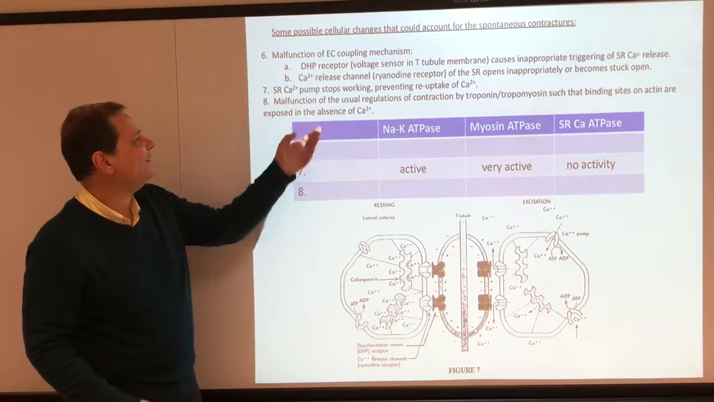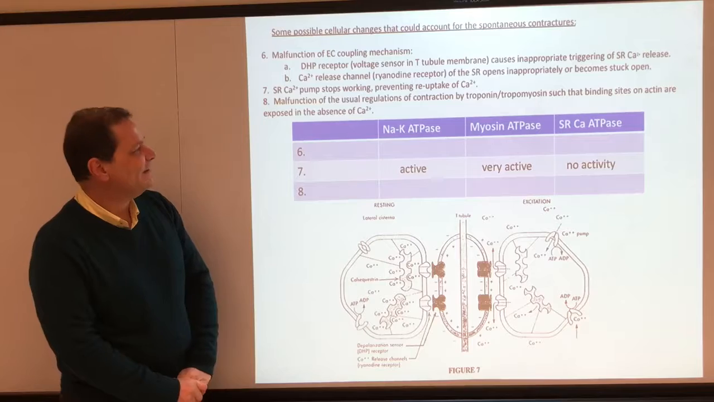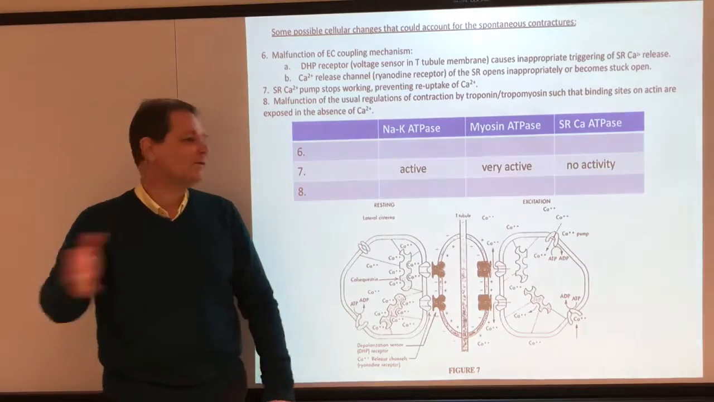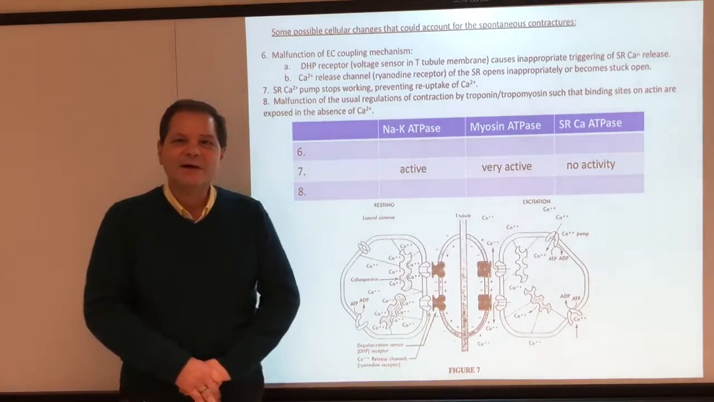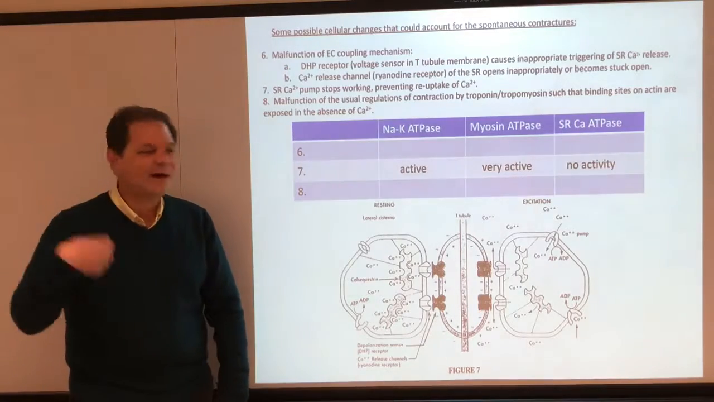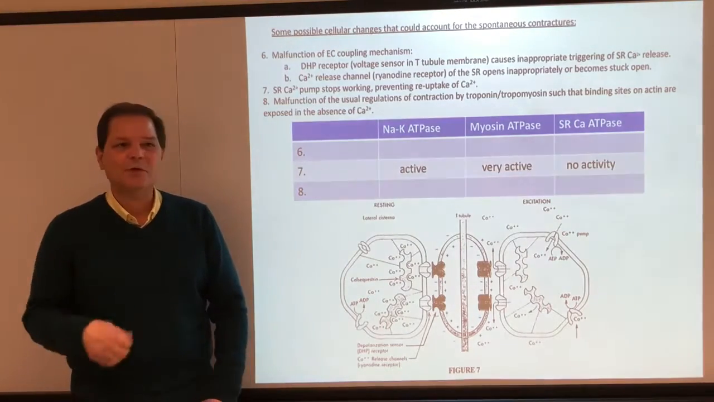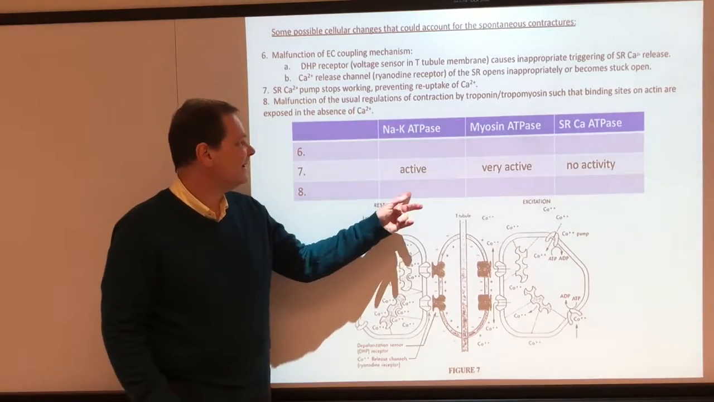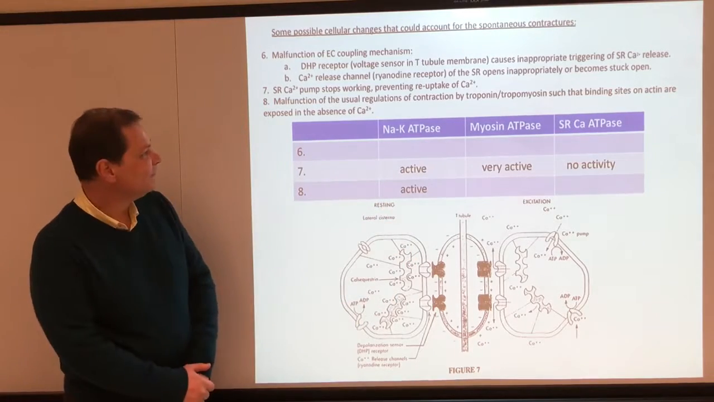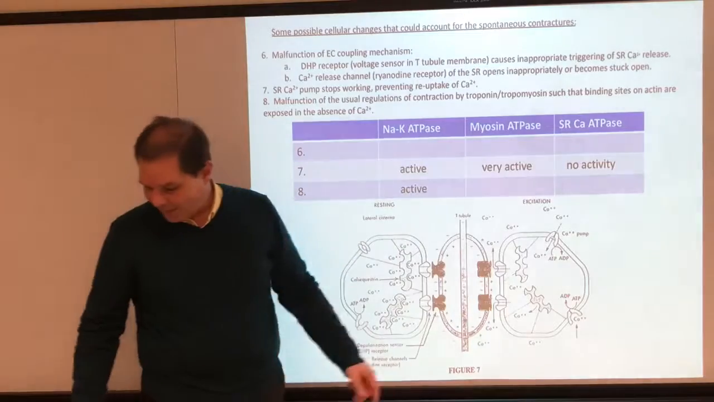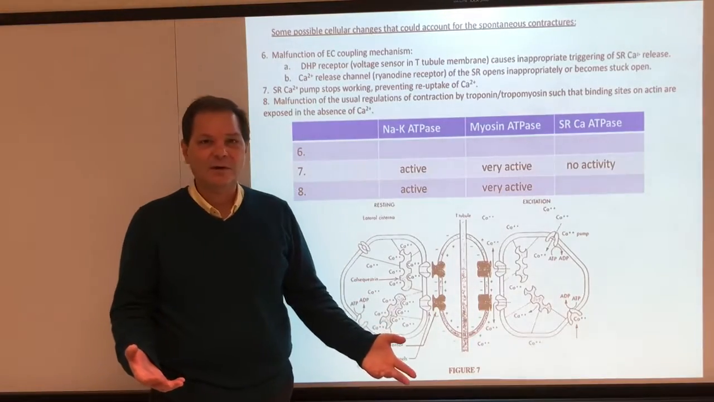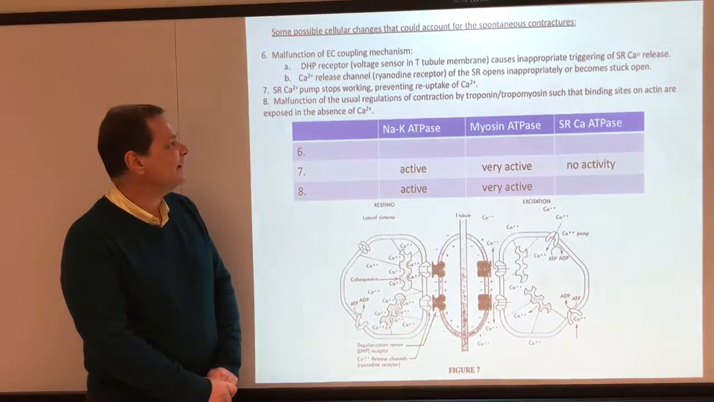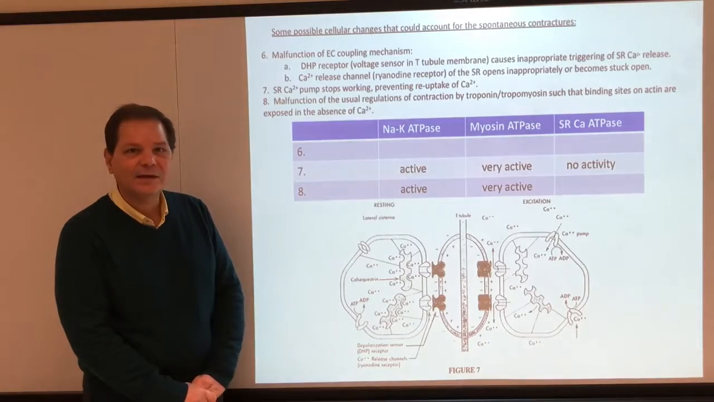Let's look at possibility 8. This is malfunction at the level of the myofilaments. So let's say there's a problem with the troponin tropomyosin such that the tropomyosin is moved away from the myosin binding sites on your actin, and your myosin can constantly interact with the actin with no rest at all. You're just constantly contracting. So would that affect the sodium potassium pump? Probably not. It's still active. Your myosin ATPase would certainly be very active because your tropomyosin is not in the way anymore. And so you're just going to keep contracting as long as the myosin can bind to the actin, okay?